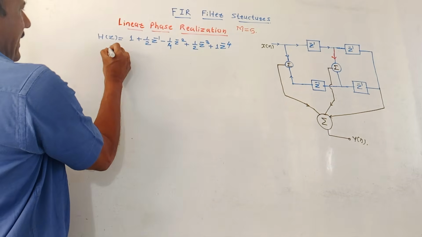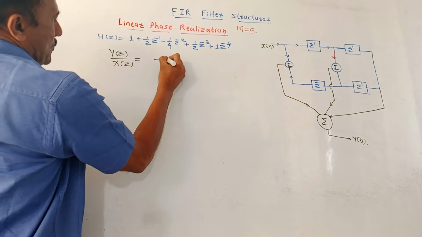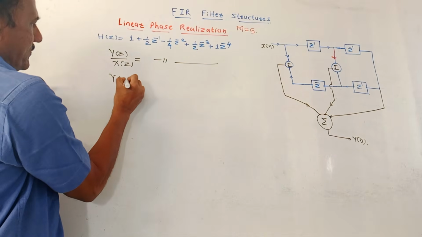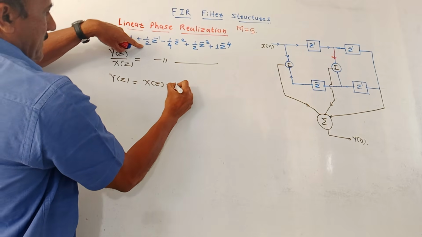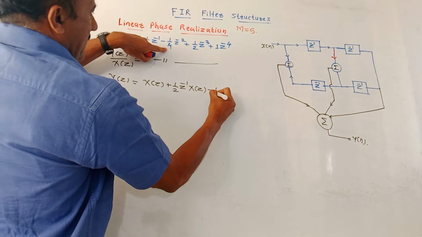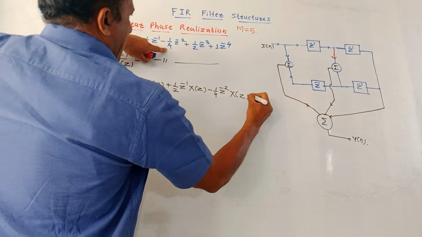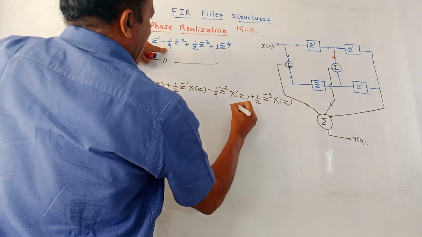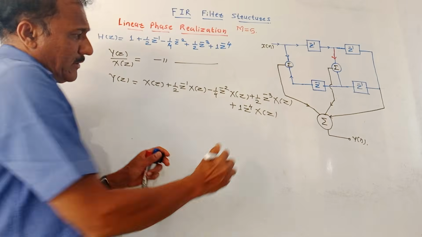So like the previous sum, I can write it as y of z upon x of z, which is equals to same given equation. Take the cross multiplication. So I will write y of z is equals to, first term is 1 into x of z, that is x of z, plus 1 half z raised to minus 1 x of z minus 1 by 4 z raised to minus 2 x of z plus 1 half z raised to minus 3 x of z plus 1 z raised to minus 4 x of z. Now everything is similar to the earlier numerical.